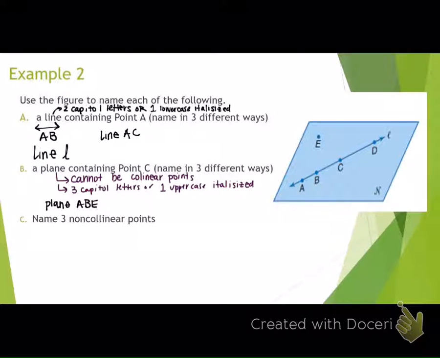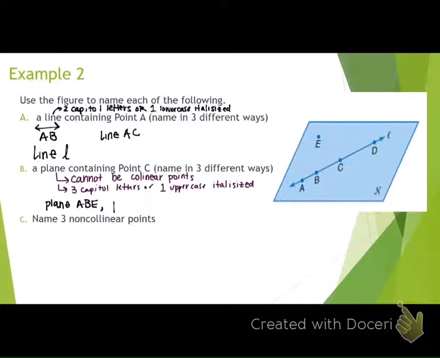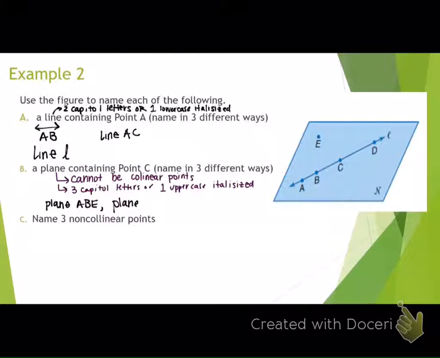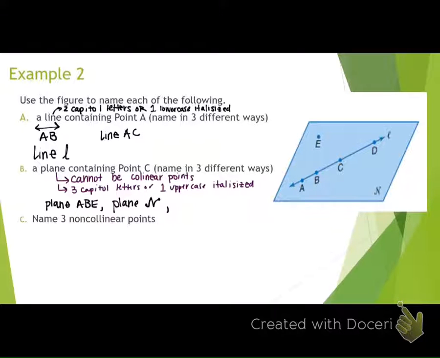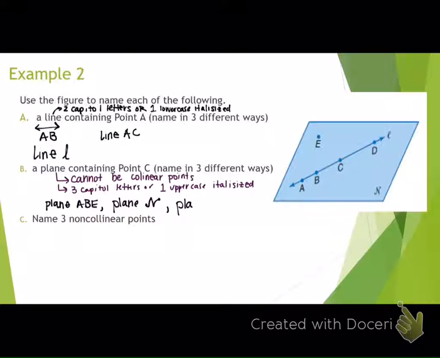Somebody else want to take a stab at this? Cole? Plane N. He can use that single letter because it's italicized and it's capital. I'm making it funky looking for that reason. Okay, one more way of naming this plane. It's going to be very similar to the first way. Just give me different letters. Melinda? Plane EBC. I just like them alphabetical. It doesn't matter. I would take both of them.